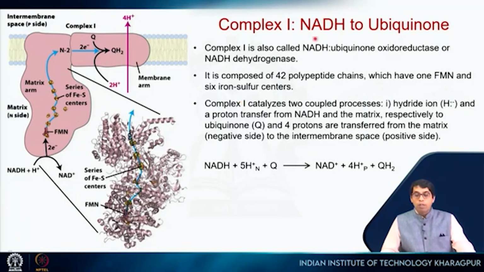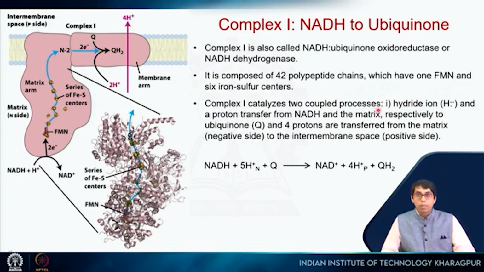So let's look at complex 1, which is this one. What it does is it transfers electrons from NADH to ubiquinone. Complex 1 is also called NADH ubiquinone oxidoreductase or NADH dehydrogenase. It's a big protein complex. It has 42 polypeptide chains, of which 1 FMN and 6 iron sulfur centers are present. These polypeptide chains bind to these different cofactors, so there is 1 FMN and there are 6 iron sulfur centers.